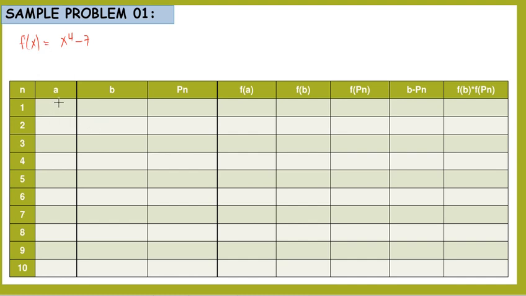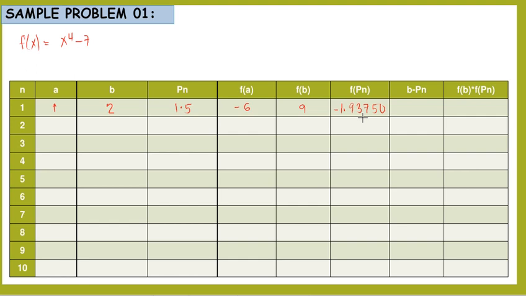So, yung point A natin, that is 1. Yung na-solve natin kanina. Yung B natin, that is 2. Yung Pn natin, that is 1.5. Yung function of A natin na-solve natin kanina, that is negative 6. So, you just have to multiply yung value ng A natin dito sa equation, that is 1. And yung function of B natin is 9. And yung function of Pn natin is equal to negative 1.93750. Okay.